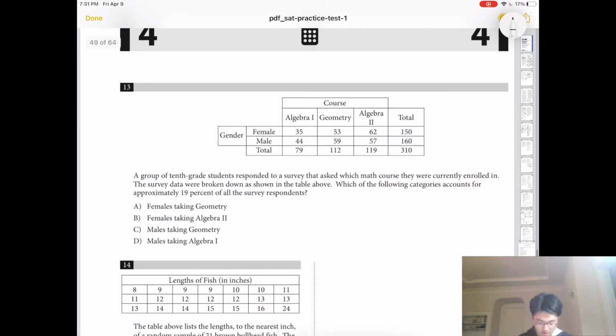Okay, number 13. Which of the following categories account for approximately 19% of the survey's respondents? Alright, so 19% of 310 students would be, use your calculator for this one, 58.9, which is about 59. So male geometry is 59, so the answer would be C, males taking geometry.